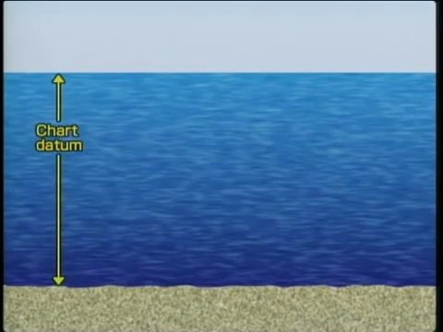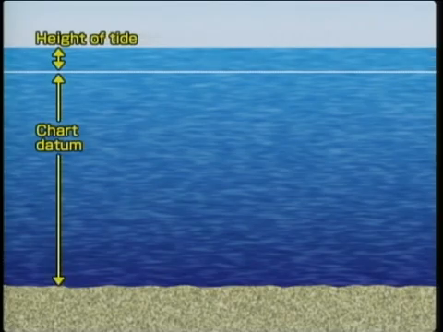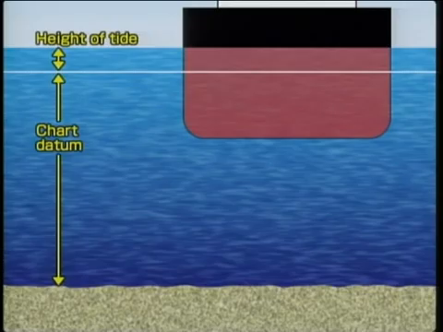Under-keel clearance means the space between the ship's bottom and the seabed. It equals the value when the ship's draft is subtracted from the sum of chart datum and height of tide at that time.